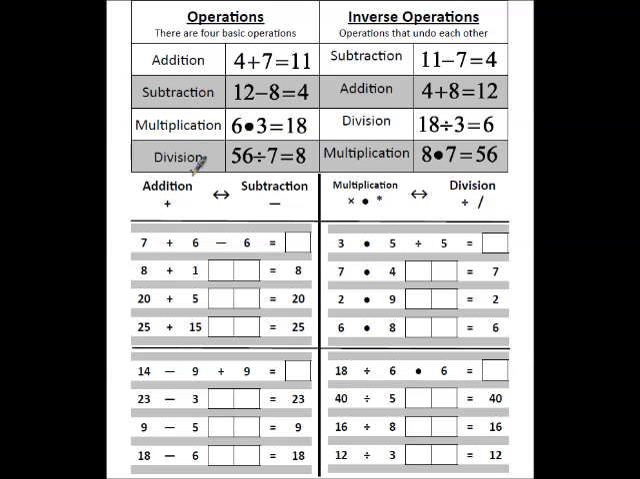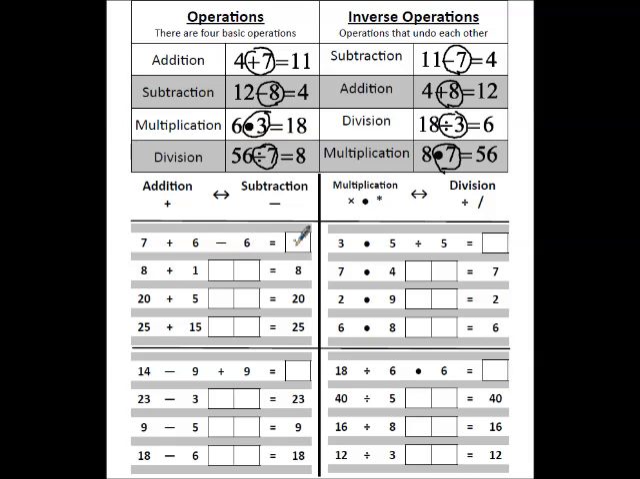There are 4 basic operations: addition, subtraction, multiplication, and division, and each one is matched up with another one that undoes it. So if I go 4 plus 7 and I get 11, I add 7 to get 11, and then I subtract 7 and I'm back at 4. So subtraction undoes addition. If I have 12 and I subtract 8, I get 4. And if I add 8 back, I'm back to 12. So addition undoes subtraction. If I have 6 times 3 to get 18 and I divide by 3, I get back to 6. If I divide 56 by 7 and then multiply 7 back, I get back to 56. So multiplication and division are inverses of each other. They undo each other.